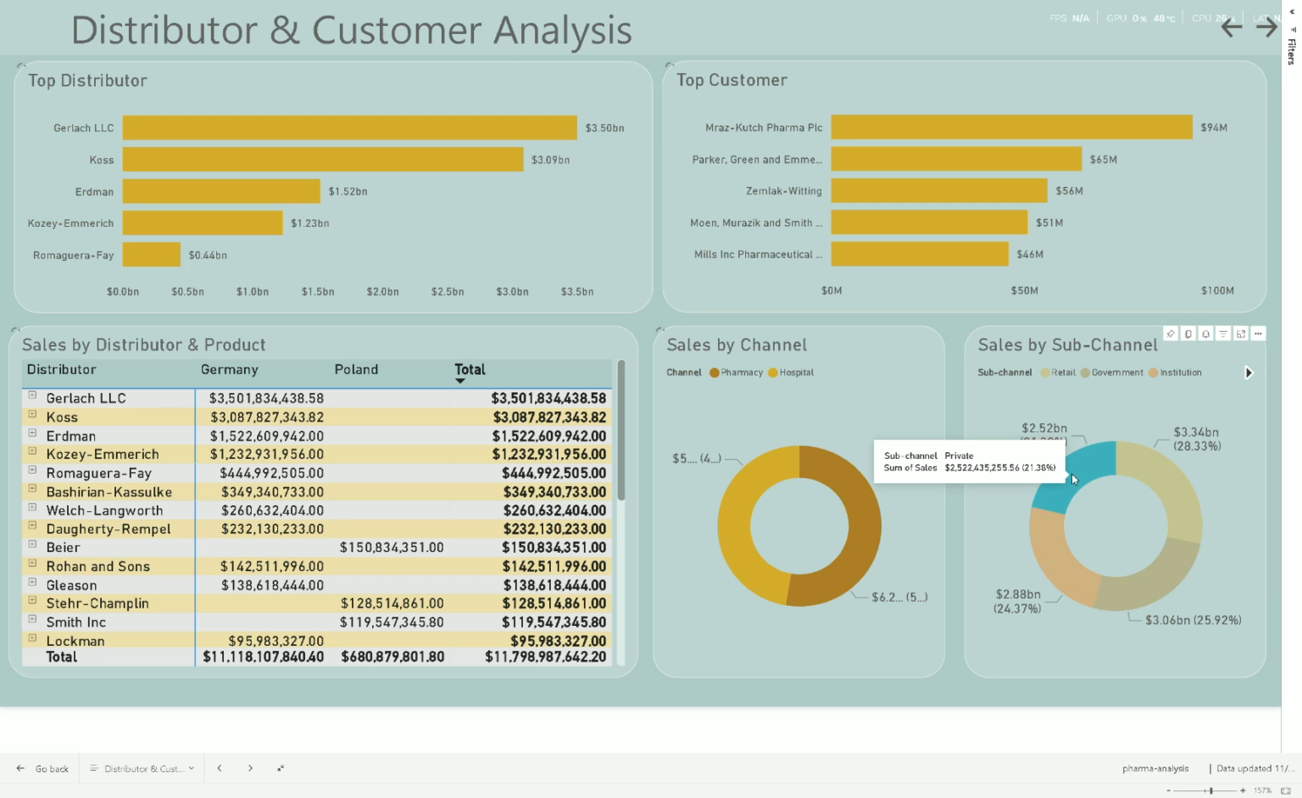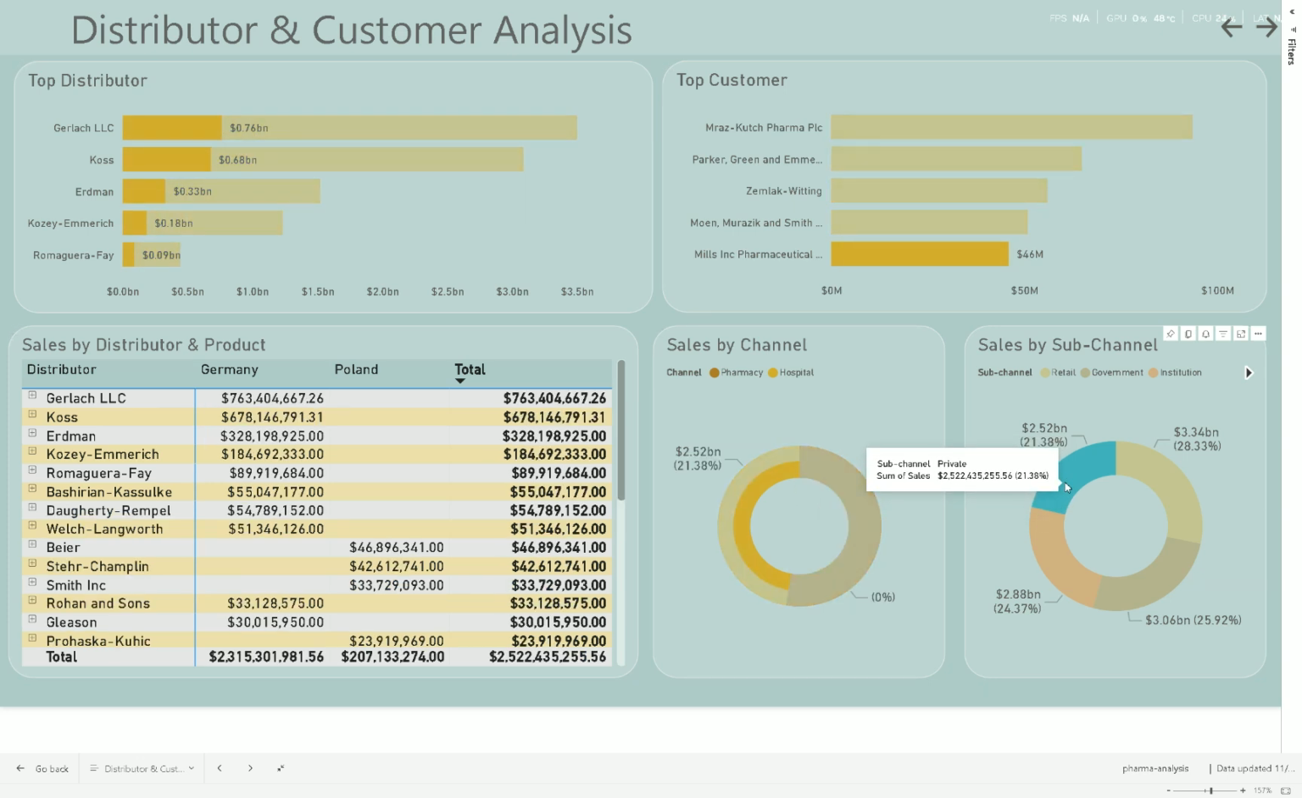Let's look at the private subchannel. It signifies a very lesser value. For hospital, it's covering around 2.52 billion, and for pharmacy, it is 0%. So the inference from this private sector data is that it is covering very little in terms of space.